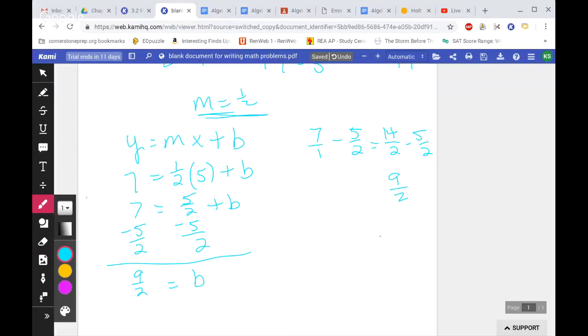So in slope-intercept form, I'm going to take my slope and my intercept and just plug those back into the equation. So y equals 1/2 x plus 9/2.